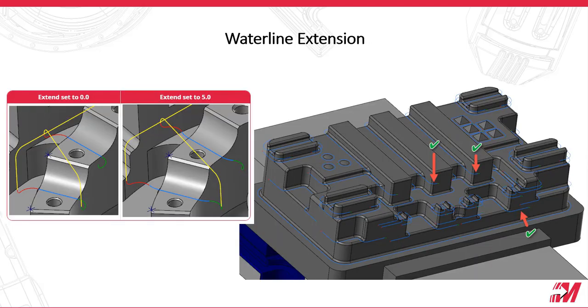We also have extensions. So now we have a Waterline extension, which is really cool. On the left-hand side, you can see the extend is set to 0. So you can see your transition move in green and red. It's right on the part. There's no extension to the cut at all. And now there's an extension set to 5 millimeters on the picture next to that. So you can see the blue area is extended past 5 millimeters.